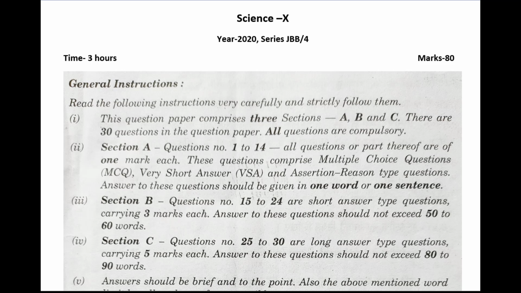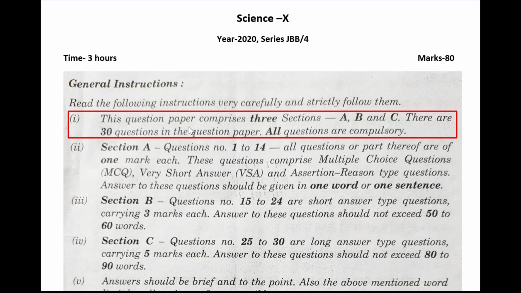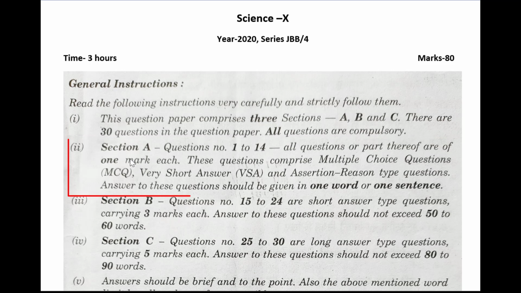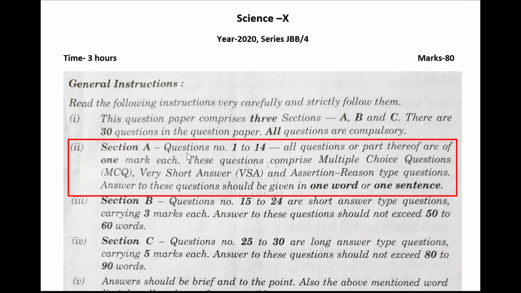Number 1. This question paper comprises 3 sections A, B and C. There are 30 questions in the question paper. All questions are compulsory. Next, section A, where questions number 1 to 14. All questions or part thereof are of 1 mark. In the section A, there will be 1 mark for each answer.